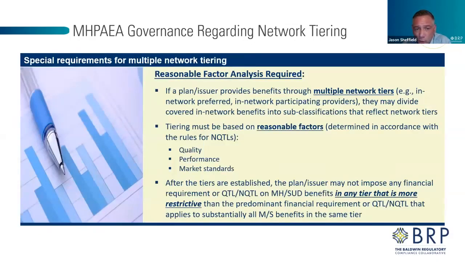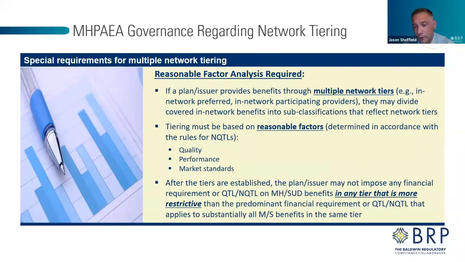Now there are some additional requirements related to multiple network tiering. So a reasonable factor analysis is required. What we mean here is if a plan or an issuer provides benefits through multiple network tiers, for example, in-network preferred, in-network participating providers, then that employer may divide covered in-network benefits into subclassifications that reflect its existing network tiers. Tiering can be raised, it has to be based on reasonable factors, because this is the reasonable factor analysis, it's what's called. There's only three of them: quality, performance, and market standards.